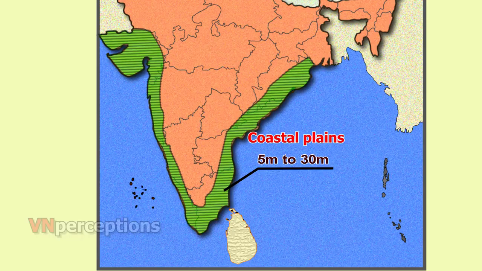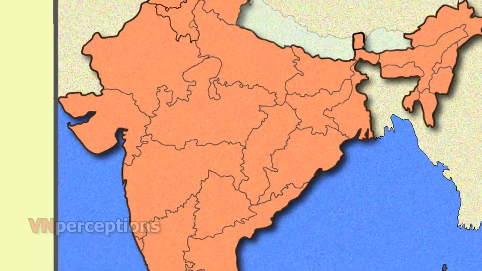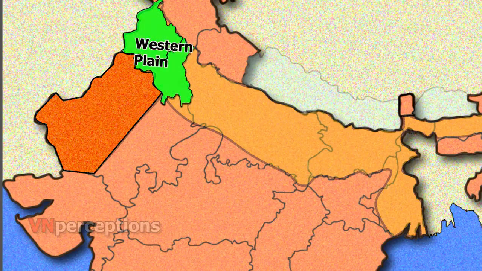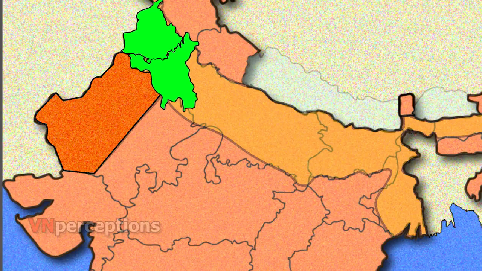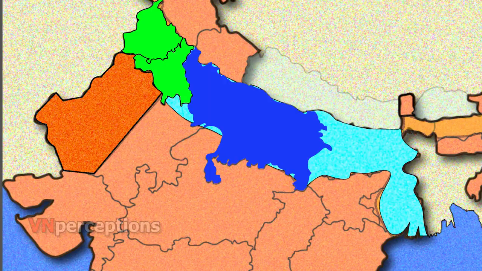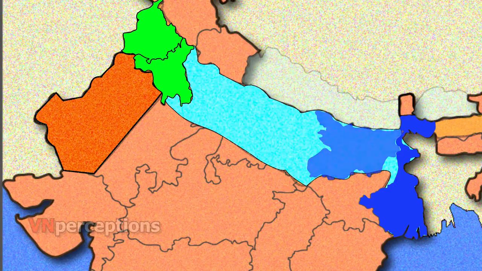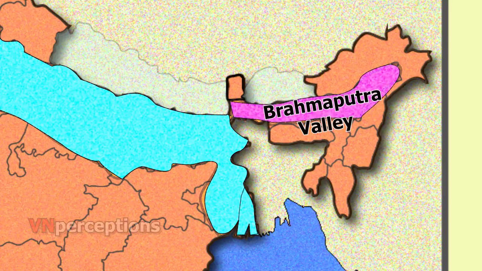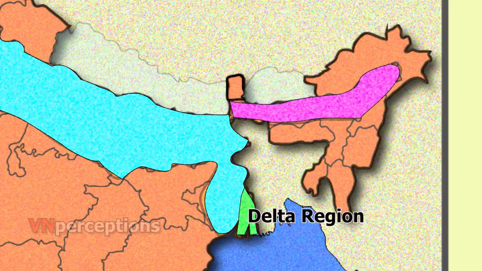The North Indian Plain is divided into Rajasthan Plain, which is generally studied as a separate physical division of India. Then Western Plain, which covers the states of Punjab and Haryana. Central Plain, which covers the states of Uttar Pradesh, Bihar and West Bengal. Eastern Plain, which covers Brahmaputra Valley and the Delta region, which is popularly known as Sundarban Delta.